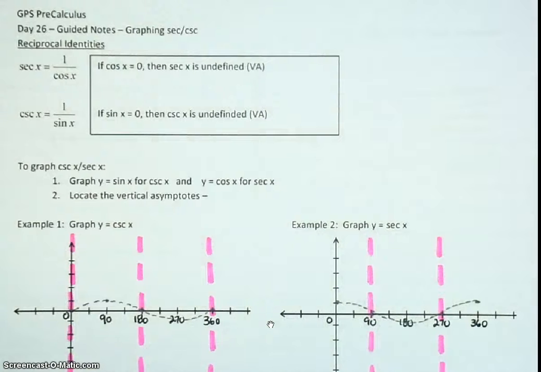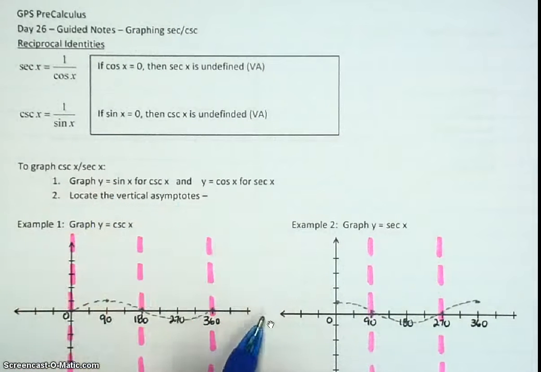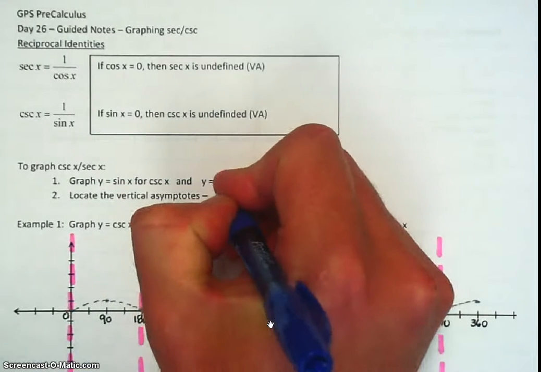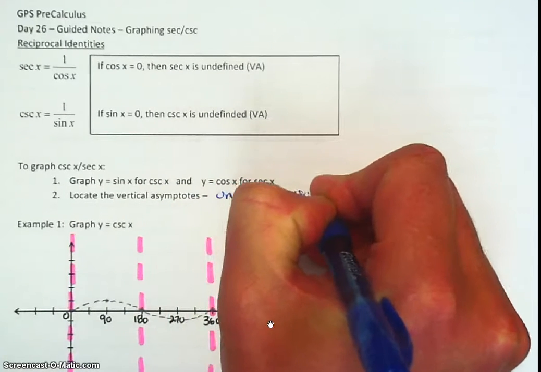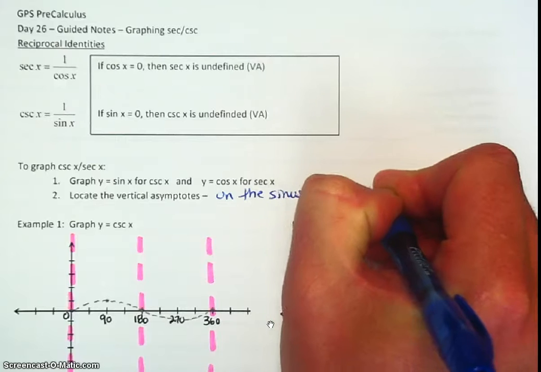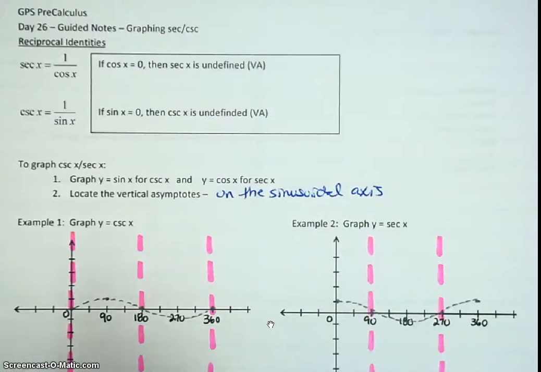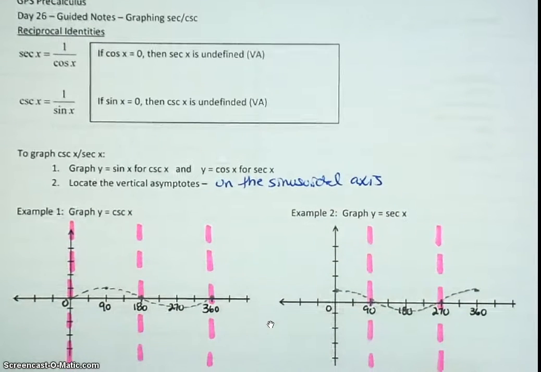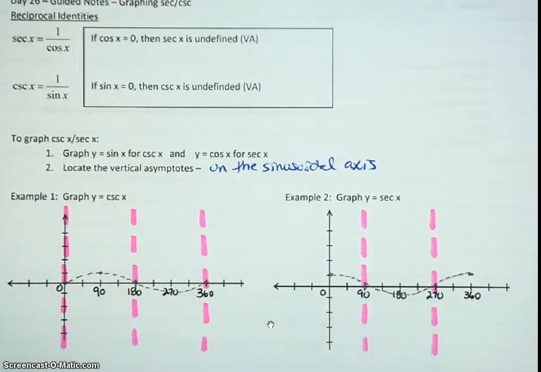Now, the way that you locate the vertical asymptotes for these is once you graph the sine or the cosine, the vertical asymptotes for the cosecant and the secant will be on the sinusoidal axis. Okay, and if you'll remember, for a sine graph, the sinusoidal is at points 1, 3, and 5, and for cosine, it's at points 2 and 4. So I want to just give you a picture of cosecant and secant graphs, and then I'll do an example for you here.